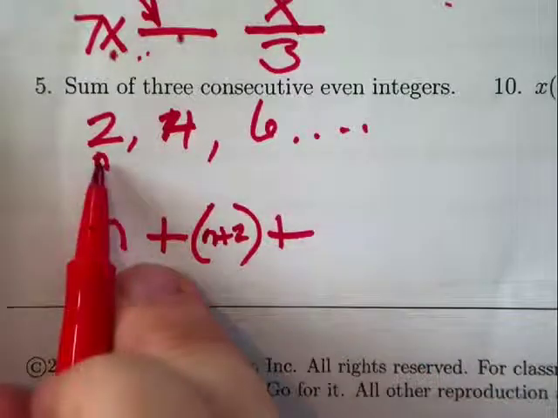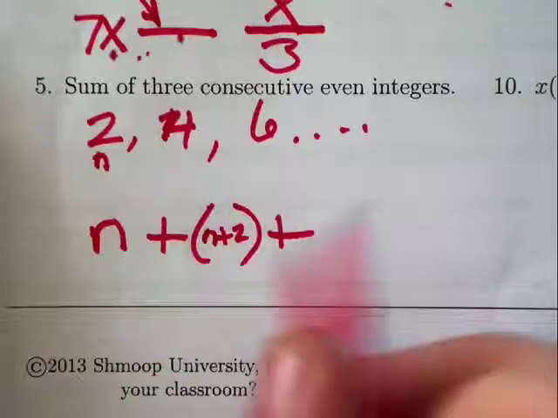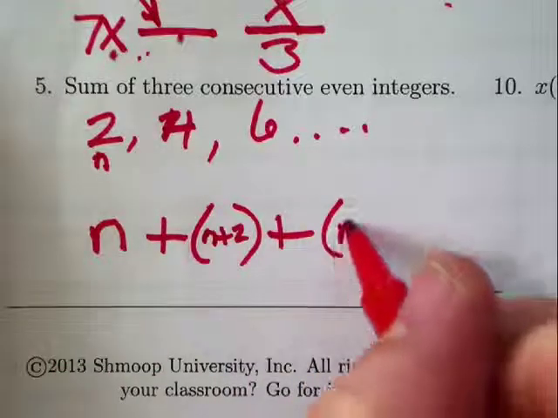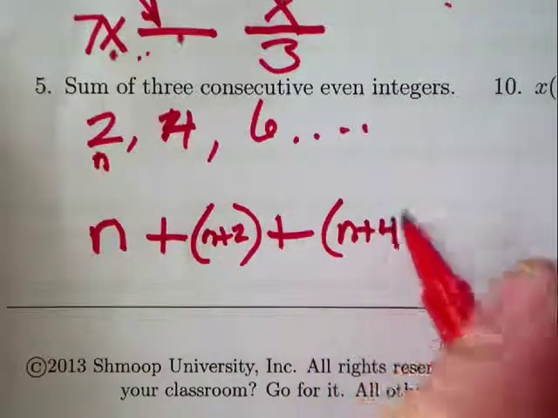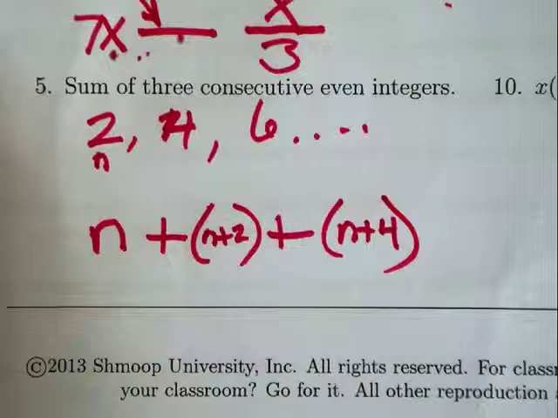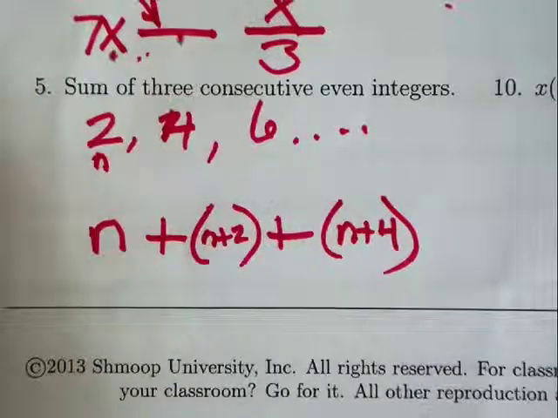Well, how do I get from the first number to the third number? I would do n plus 4. Okay, and that's how you do the sum of 3 consecutive even integers. Number 5 I did as a class, in front of the class, so most of you should have that one.